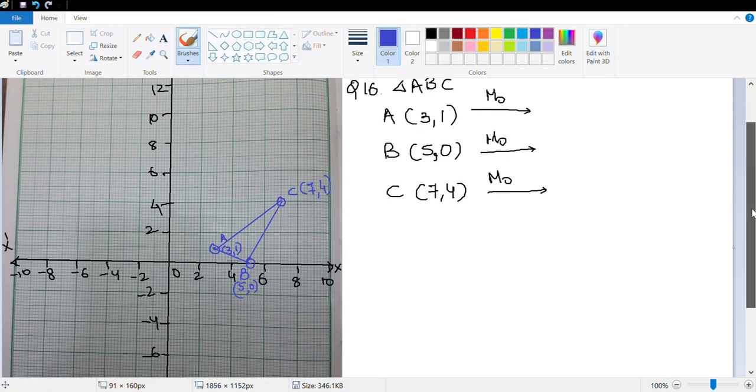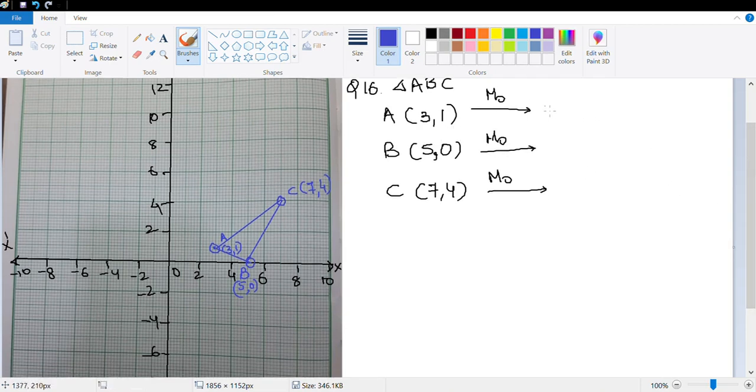The sign of both the coordinates will change, which means A dash will become -3, -1, B dash will become -5, 0, and C dash will be -7, -4. So let's change color and see what -3, -1 looks like. This is -3, -1. For me, this is A dash. B dash is -5, 0, which means this is B dash. This is -5, 0. A dash is -3, -1.